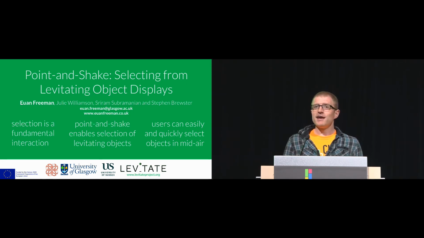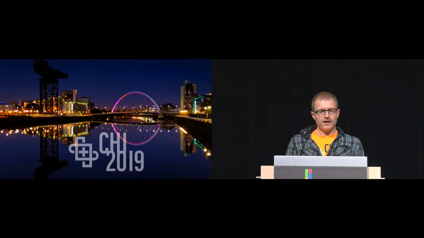We designed a selection technique that we called point and shake, which combined mid-air pointing gestures with object shaking as feedback. We evaluated that in 2 studies and both found that the technique was relatively successful. These results are interesting because they show that our method of giving feedback was a success, and that paves the way to more complex interactions with levitation.